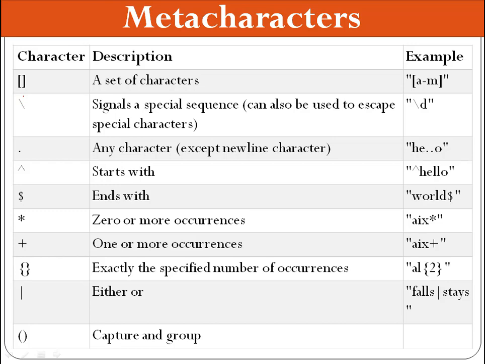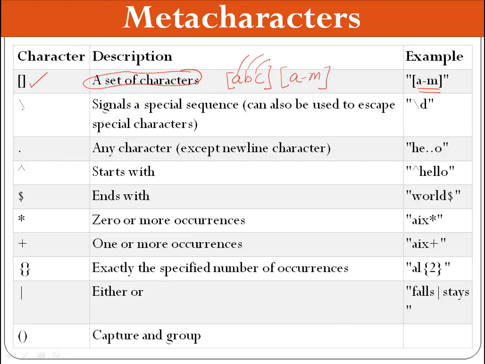So first is the square brackets. When you are writing something inside these square brackets, as in this example, a hyphen m means a to m, right? So these represent a set of characters that we want to match. Suppose we write a b c, it means either a or b or c. If we write a hyphen m, it means starting from a up to m: a b c d e f g h i j k l m, right?